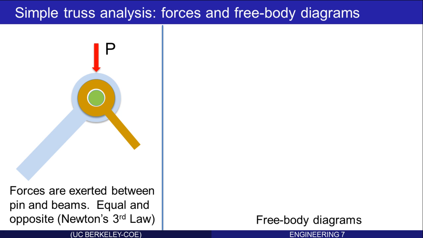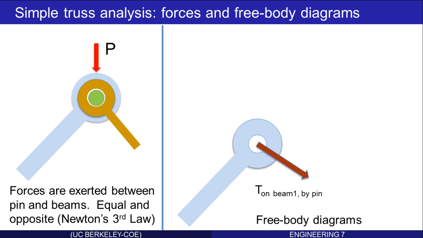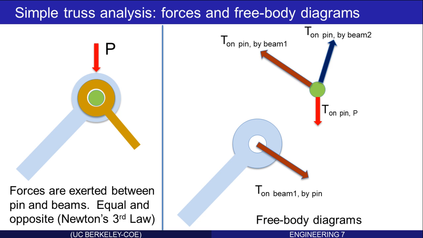Let's break this interconnection apart and draw free body diagrams of each piece. The pin is interacting with beam 1 and exerts a force on it in some direction. Here I've drawn it as shown, and I've indicated it with a brown arrow. Well, first, by Newton's third law, the force that the pin exerted on the beam is equal and opposite to the force that the beam exerts on the pin, and that's shown there. Then there's another force on the pin from beam 2, and finally there's the external load, which we're going to pretend was applied right at the pin.